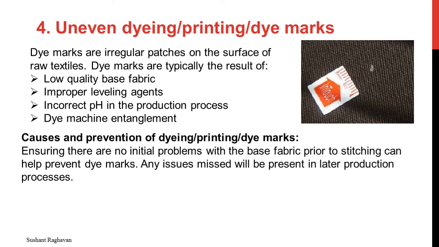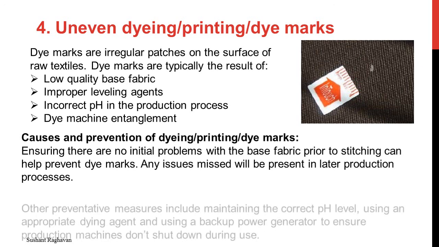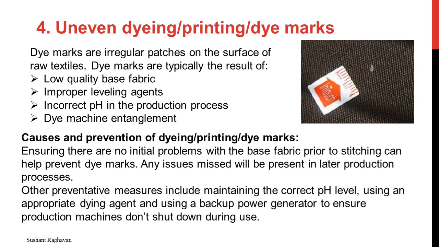Ensuring there are no initial problems with the base fabric prior to stitching can help prevent dye marks. Any issues missed will be present in later production processes. Other preventive measures include maintaining the correct pH level, using an appropriate dyeing agent, and using a backup power generator to ensure production machines don't shut down during use.